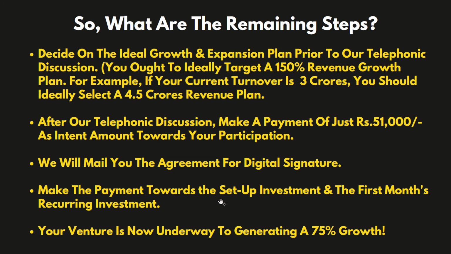Next is, make the payment towards the setup investment and the first month's recurring investment. Once you've emailed us back the agreement, after you've digitally signed it, then you've got to make the balance payment towards the setup investment and the first month's recurring investment. The setup investment again is extremely minimal. It's slightly higher than just 1 month of recurring operations. That's all. So final step, once you've done all these formalities, your venture is now underway to generating a 75% growth.